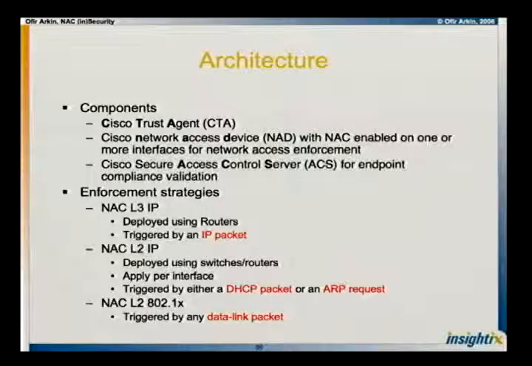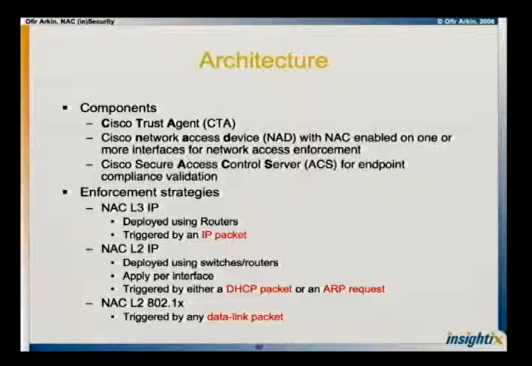It needs to have a Cisco Trust Agent, basically an agent software that is installed on Windows-based machines or Red Hat 9. Then the Cisco network access device, basically a router or a switch which has the appropriate iOS on it that supports network admission control, and the secure access control server basically says whether you're compliant or not with what needs to be determined.